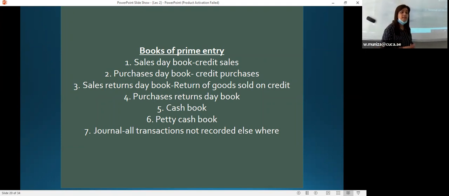Say, for example, depreciation. Say, for example, non-current assets purchased on credit. So these are the transactions, non-routine transactions, which are not recorded elsewhere.